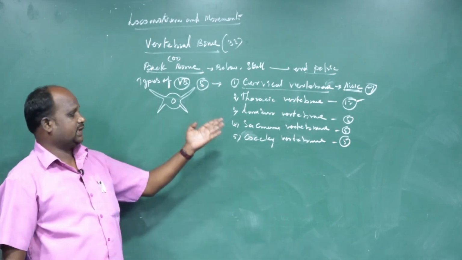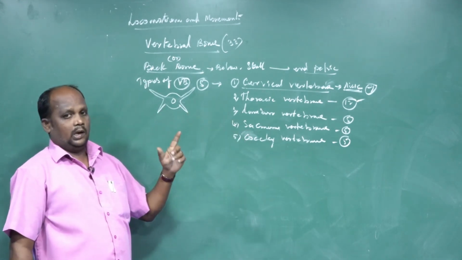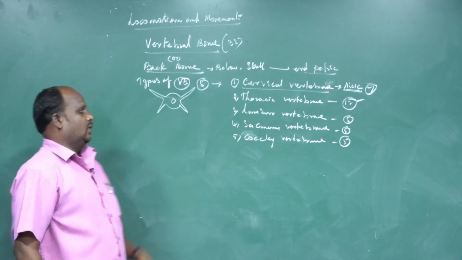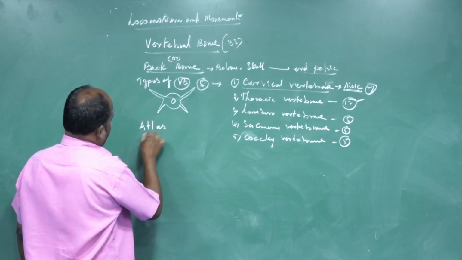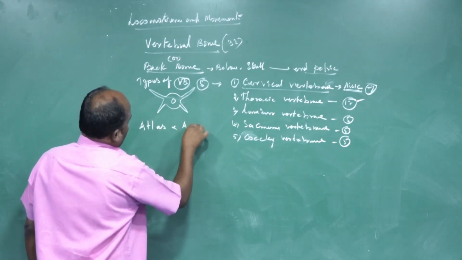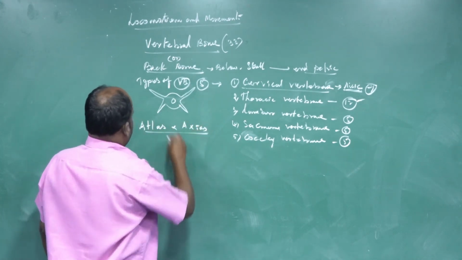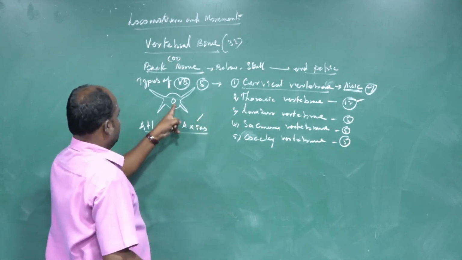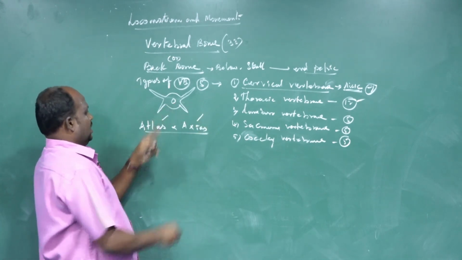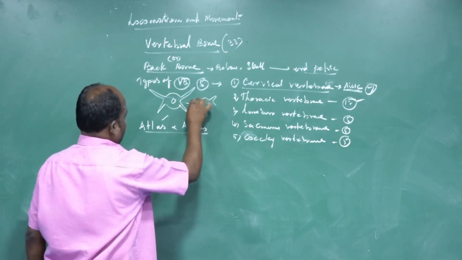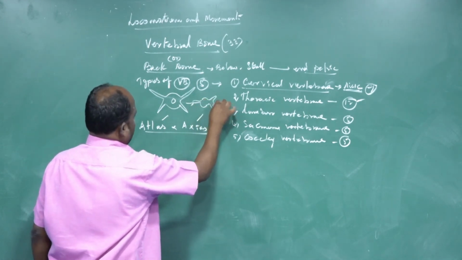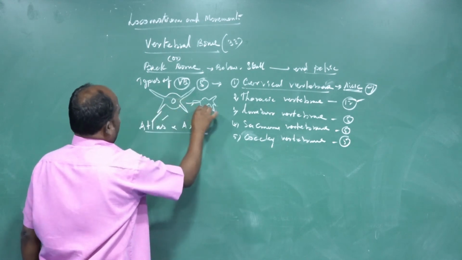So these bones are serially arranged. That bone name, one is the atlas. Second one is axis. See, this is the first bone which is atlas. Another bone is which is axis. One is atlas and the other is axis.